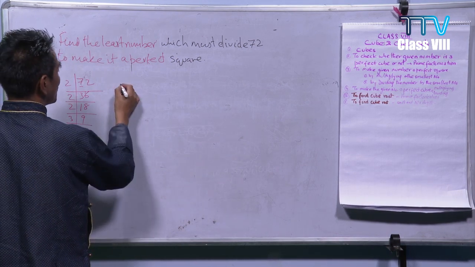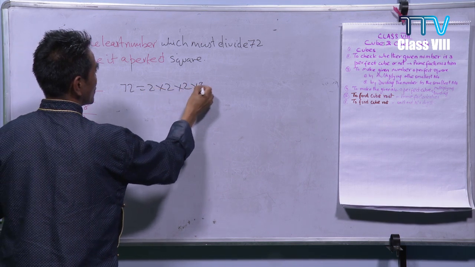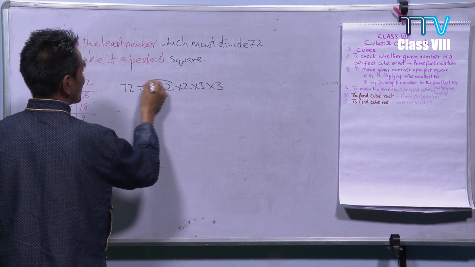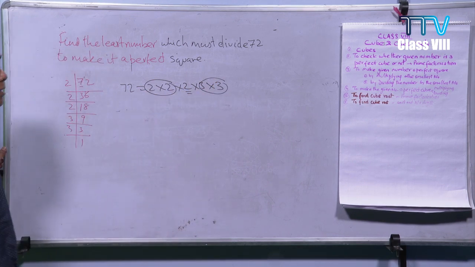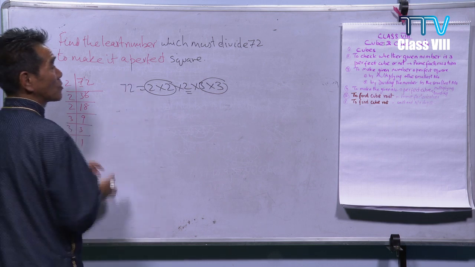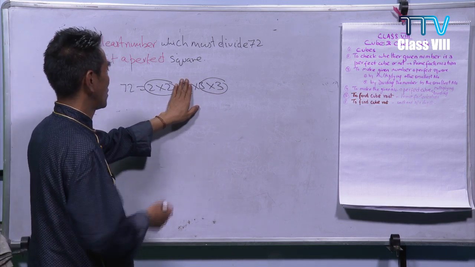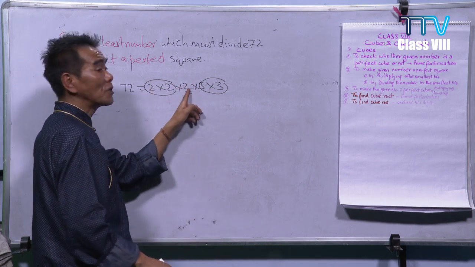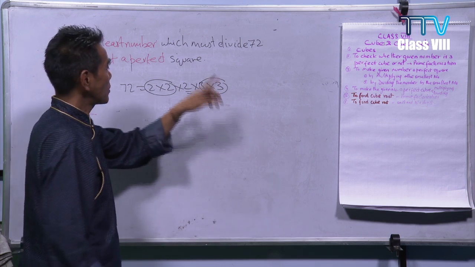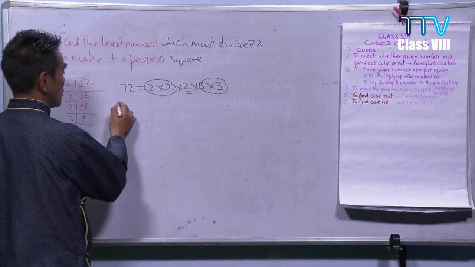Divide, the square, the number is 72. Its factors are 2, 2, 2, 3, 3. To get a perfect square, we need pairs. Then the last 2 is left over, so we divide by 2 to get a perfect square.